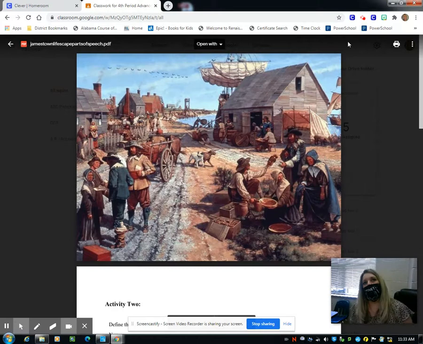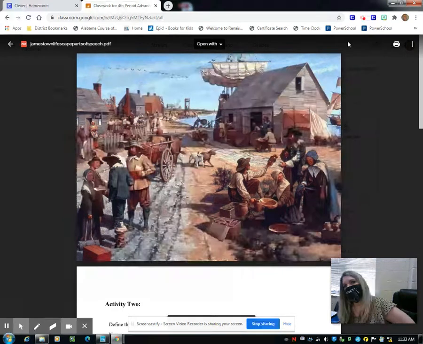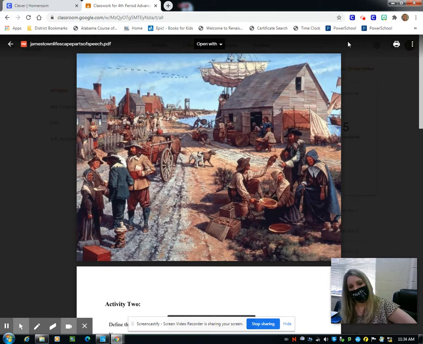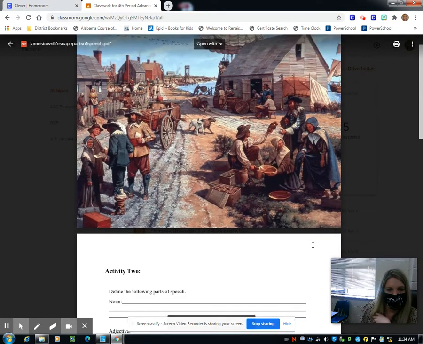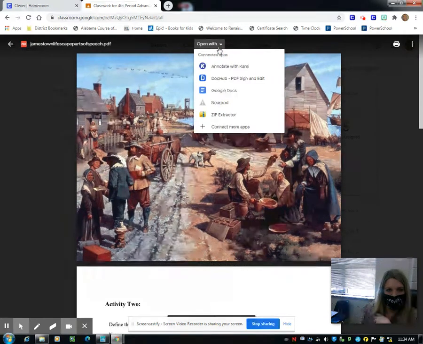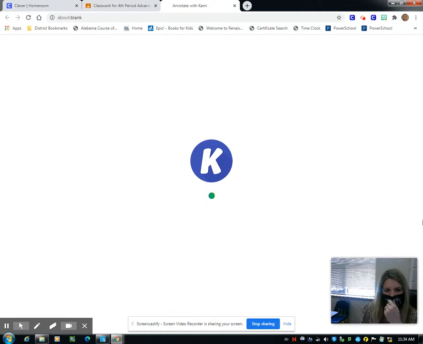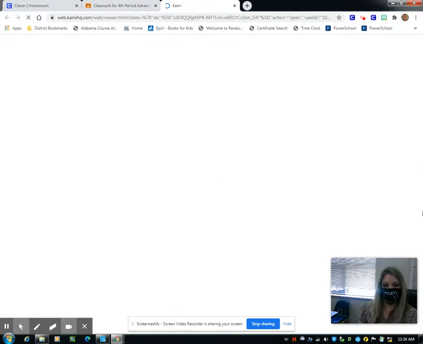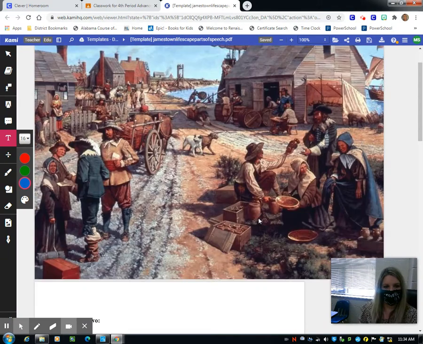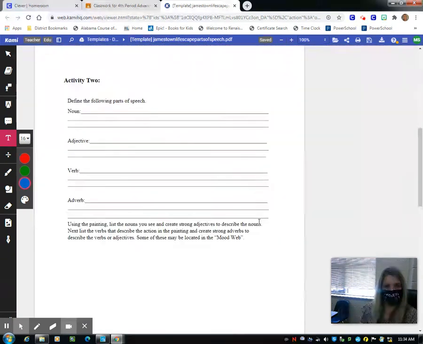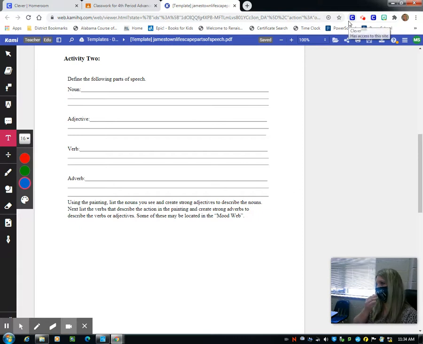So today, our student-friendly objective is I can create strong verbs, adjectives, and adverbs to describe a painting. So we're going to still keep looking at this same painting when we do that. Okay, so if you'll go ahead and open with Cami, annotate with Cami. We can scroll down. So this is activity 2. This is the last activity that we will do with this painting.